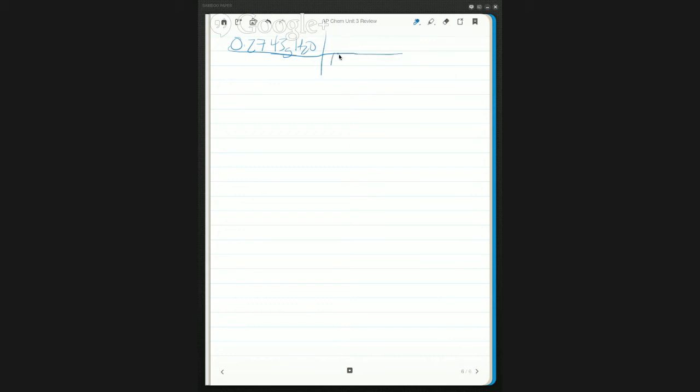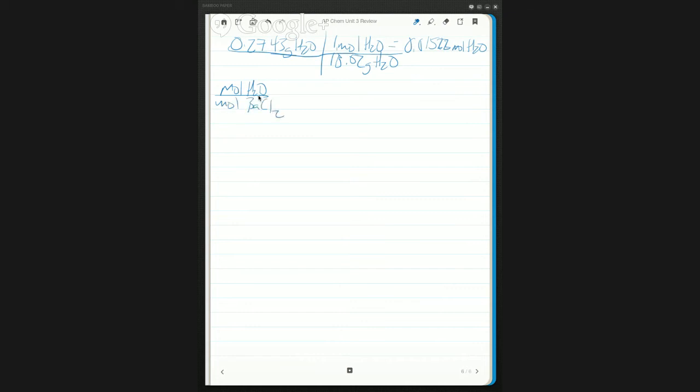So we have 18.02 grams of H2O on the bottom, 1 mole of H2O on the top, which means we have 0.01522 moles of H2O. Great. Now we can do a mole ratio. Moles of water over moles of barium chloride.